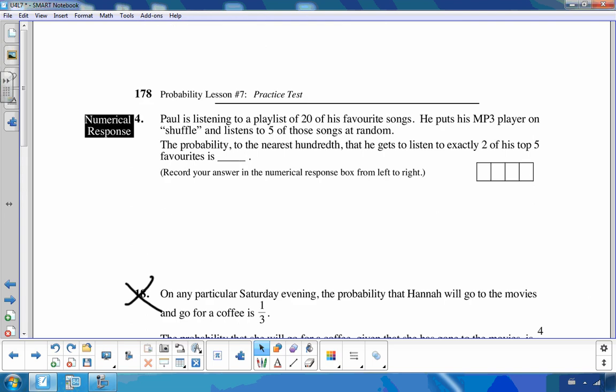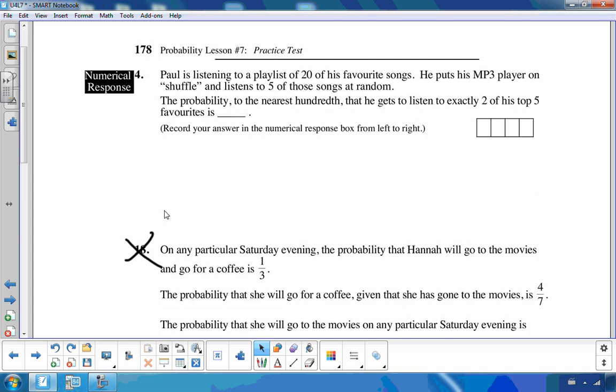Okay, numeric response number 4. So Paul is listening to a playlist of 20 of his favorite songs. He puts his MP3 player on shuffle and listens to 5 of those songs at random. The probability, to the nearest hundredth, that he gets to listen to exactly 2 of his top 5 favorites. So really what that means is 2 favorites and 3 not favorites.